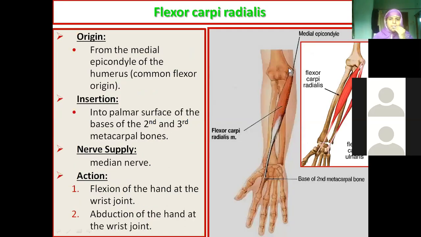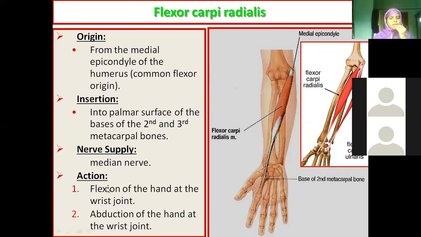Now next, the second muscle, we have common flexor origin, which is very simple. That is flexor carpi radialis. From this picture only you can make out that is the origin. Insertion, where are you finding better? These are metacarpal bones, 1, 2, 3, 4 and 5. So this is the base of the second metacarpal, but the tendon may also get attached to the third metacarpal as well.